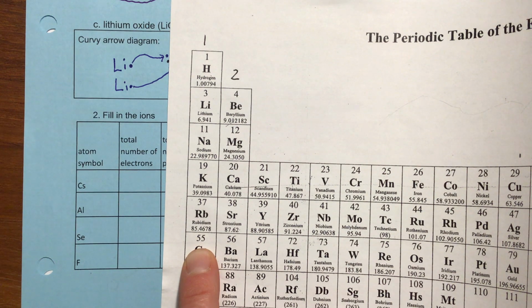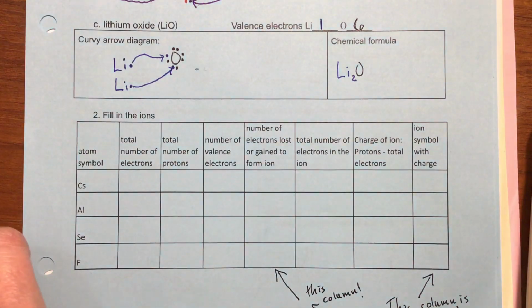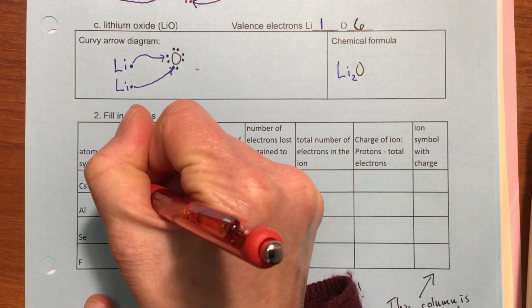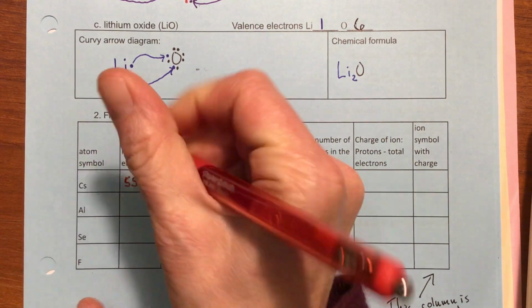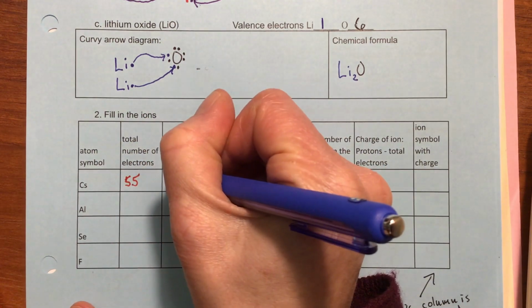So the total number of electrons is different from the valence electrons. That is going to be the atomic number, and it's going to be the same as the number of protons. So 55 for that one. And I'm going to write down 55 for my electrons. And I'm going to write down 55 for my protons.